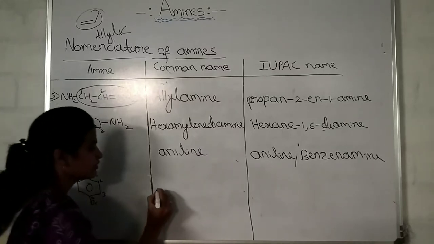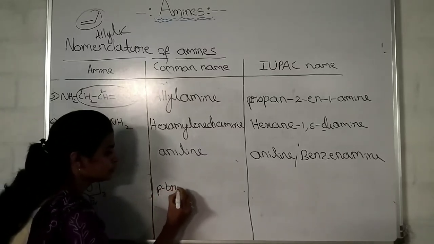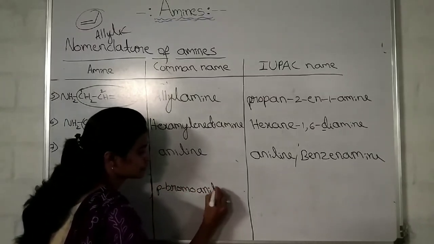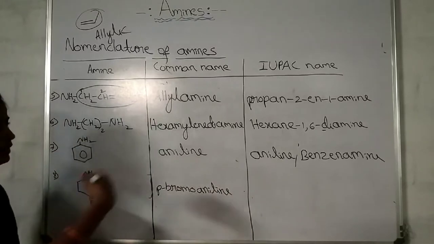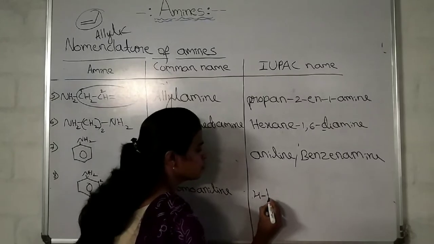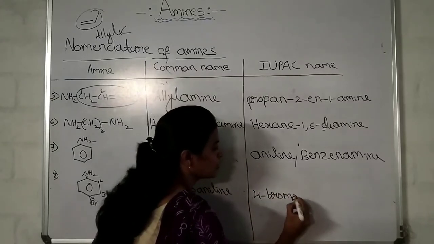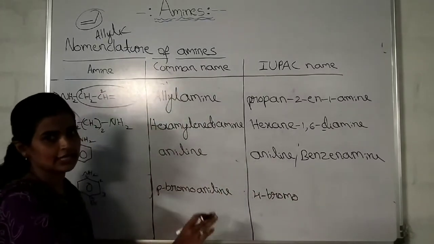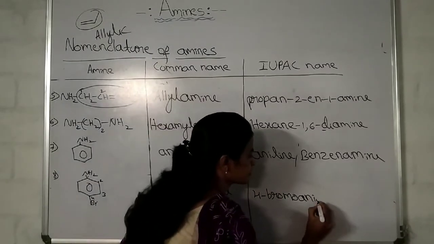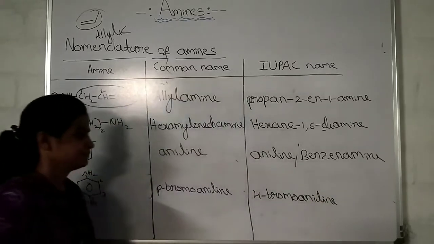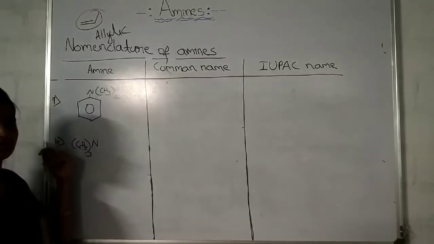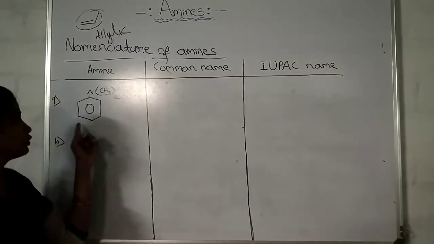Then the name of this is para bromo what? Aniline. Para bromo aniline. What is the IUPAC name? Instead of para, we have to use the number, that is 4 bromo. 4-bromoaniline is also correct, or 4-bromobenzenamine is also correct. Look at one more example.